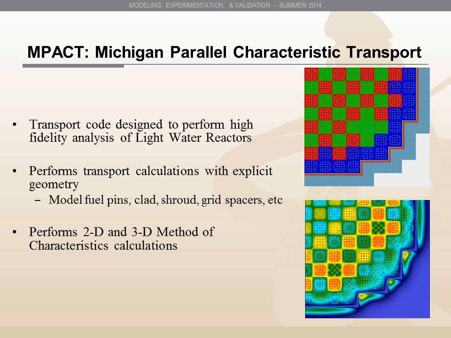One of the main codes I worked with was MPACT, the Michigan Parallel Characteristic Transport Code. MPACT is currently being developed at the University of Michigan and is designed to perform high-fidelity analysis of light water reactors. It uses a deterministic method known as the method of characteristics to perform core calculations.